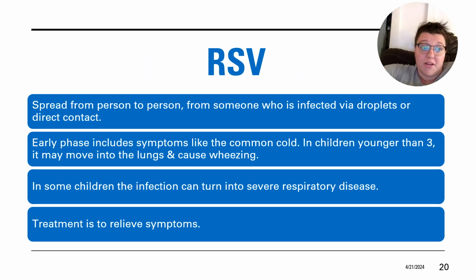Next, we have RSV. This is actually spread from person to person from someone who is infected via droplets or direct contact. So an infected person may sneeze and cough, and that's how people get infected. You hear of a lot of kids having RSV. You don't really hear of a lot of adults, but adults actually do get RSV. It just kind of acts like a common cold does. But in children, it's very bad.